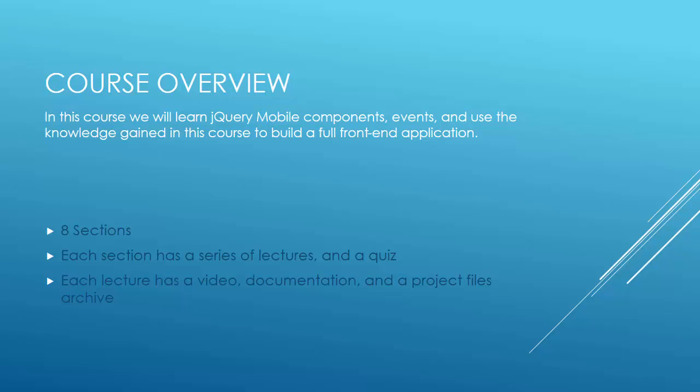So the course has 8 sections, and each section has a series of lectures and a quiz. Each lecture has a video, documentation, and a project files archive. So I'm giving you guys the exact project file archive that I write in each video. The documentation included in each lecture will include external links to the API documentation on jQuery Mobile's website most of the time. I think there's one instance where we don't include that just because it's not necessary.